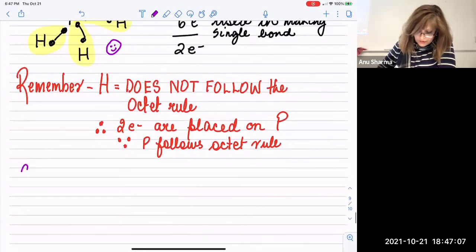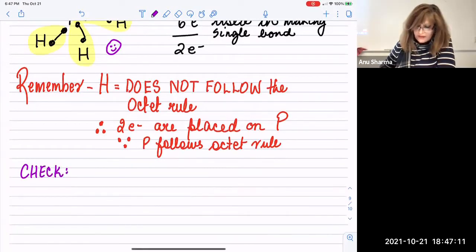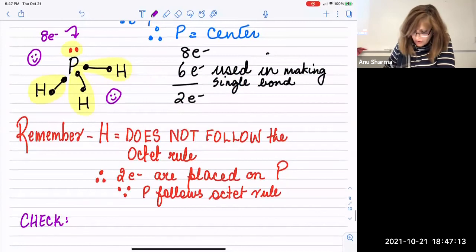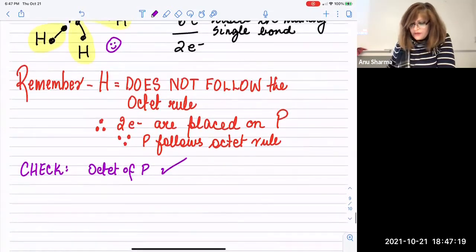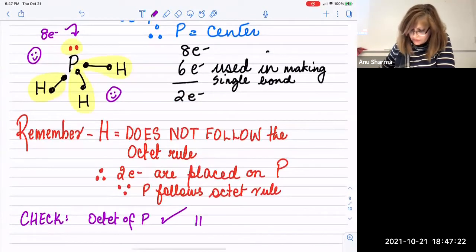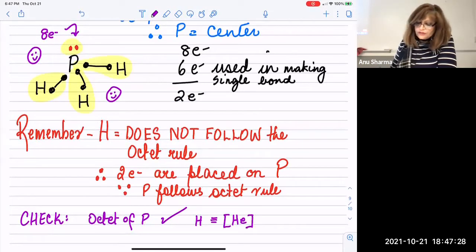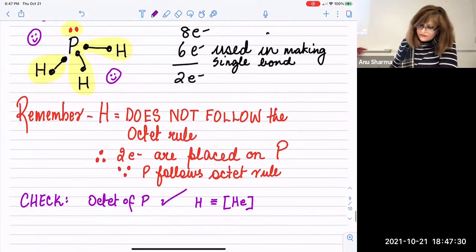Phosphorus, now you're going to check. What will you check? Yes, octet we check. The octet of phosphorus is met. What else are we going to check? Hydrogen, looking equivalent to helium, the noble gas configuration. Right? So hydrogen is also happy. What else do we check?